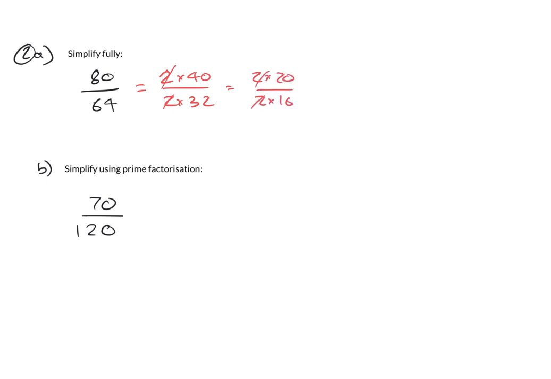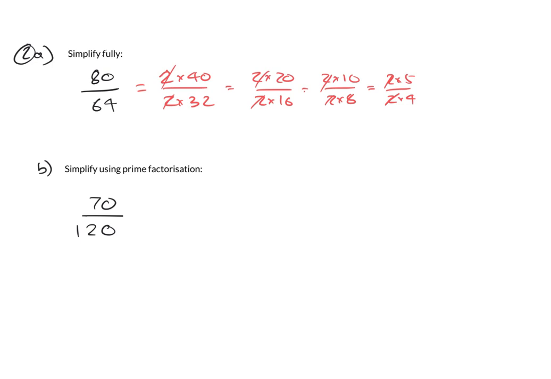My 2's are cancelling. Both are even again, so I'm just going to keep going. 2 times 10 over 2 times 8. They cancel. And then they're both even again, so it's 2 times 5 over 2 times 4. So my final answer is 5 over 4.